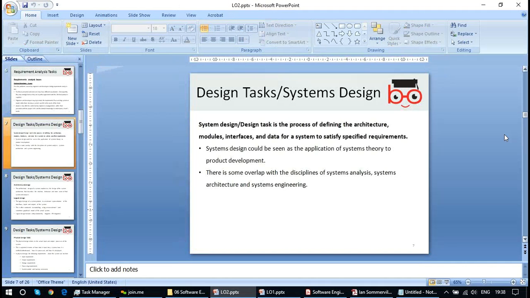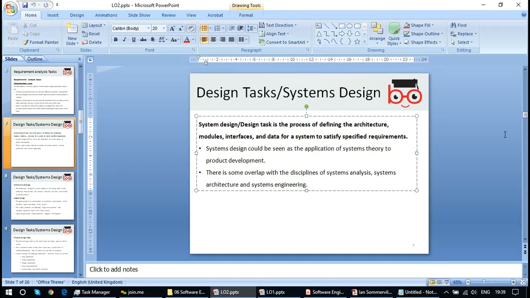The next is the design task. The system design task is the process of defining the architecture, modules, interfaces, and data for a system to satisfy a specified requirement. System design could be seen as the application of system theory to product development. There is some overlap with the discipline of system analysis, system architecture, and system engineering. So the design basically gives a theory to the development.